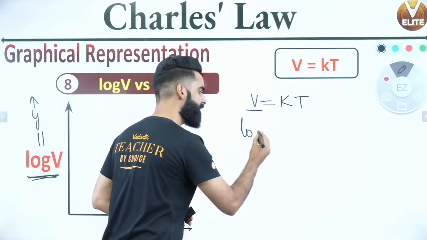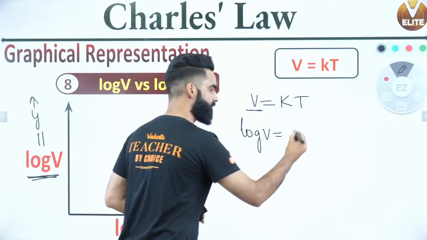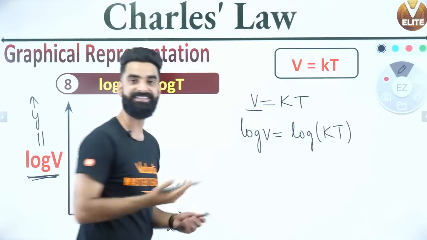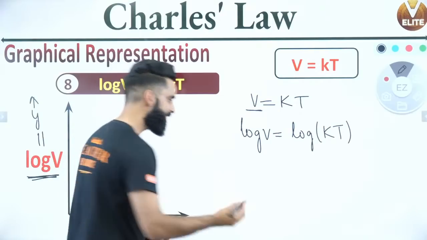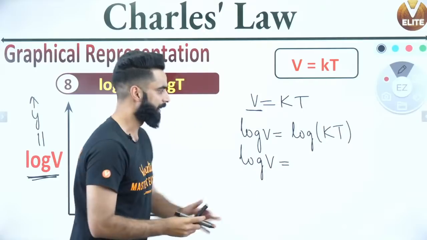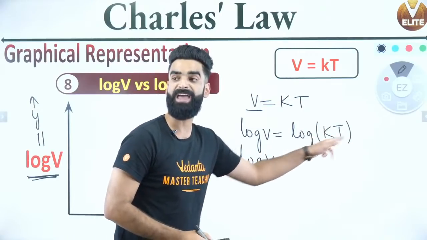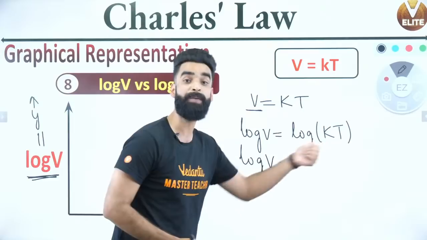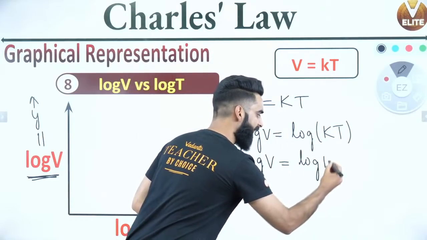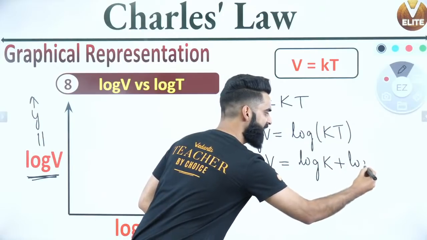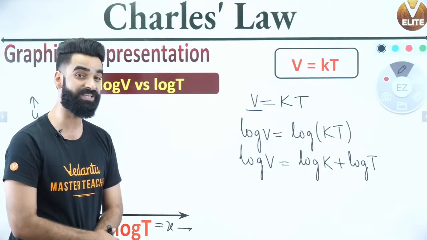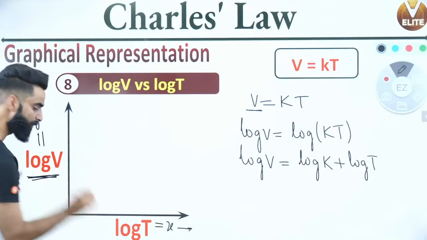So this is going to be log of V is equal to log of K multiplied by T. I can say that, right? I can do that. Now, people, it's almost done. So this is going to be log of V is equal to log of M into N. What is that? That is log of M plus log of N, right? Log of M into N is going to be log of M, which is log of K, plus log of N, which is log of T. Correct? Which graph are we supposed to plot? Between log V versus log T.